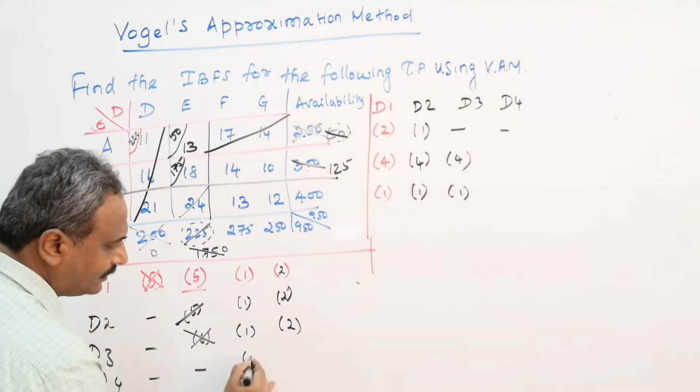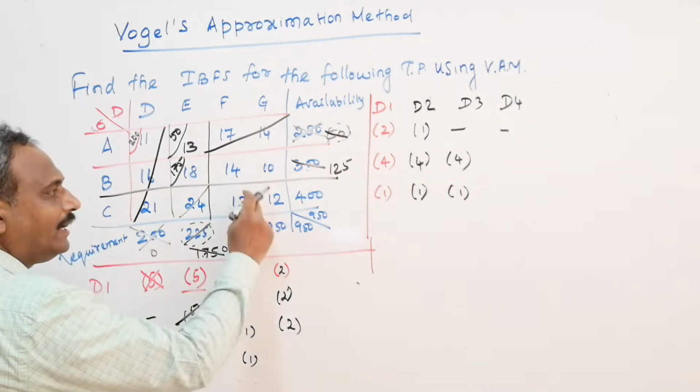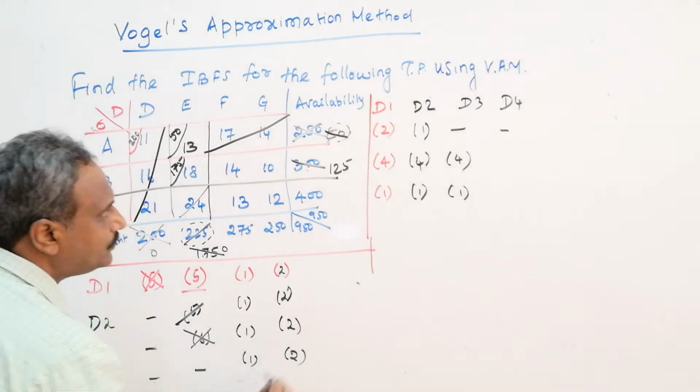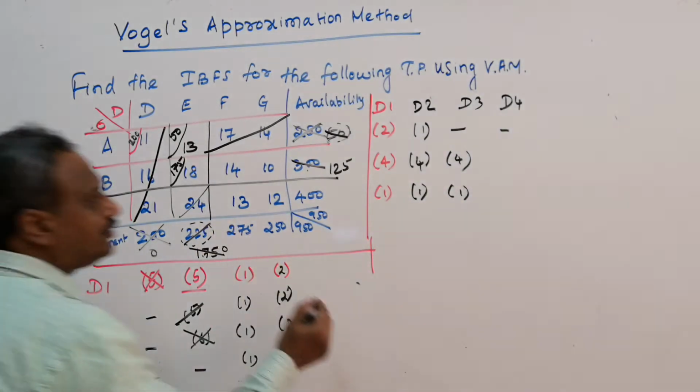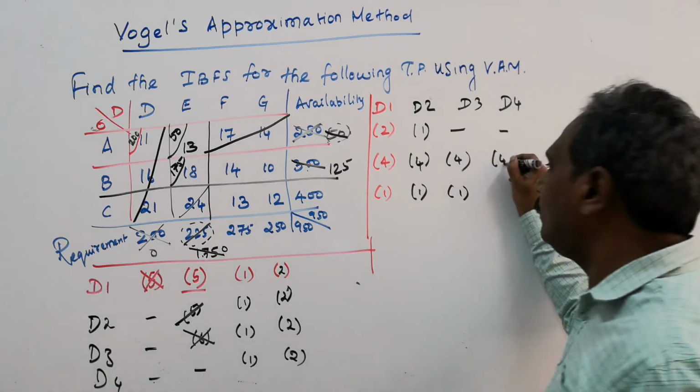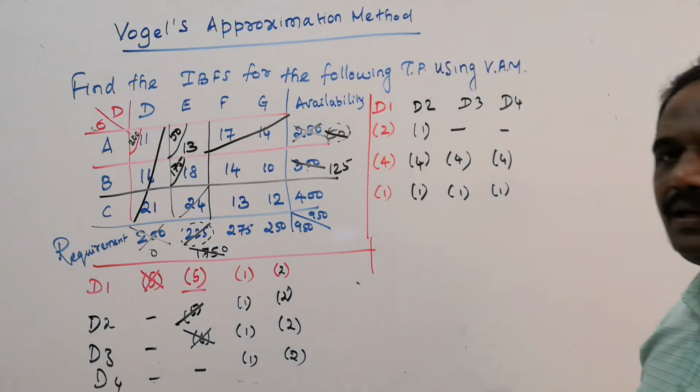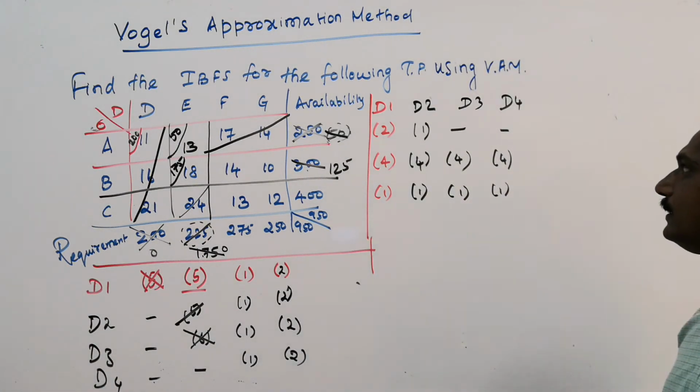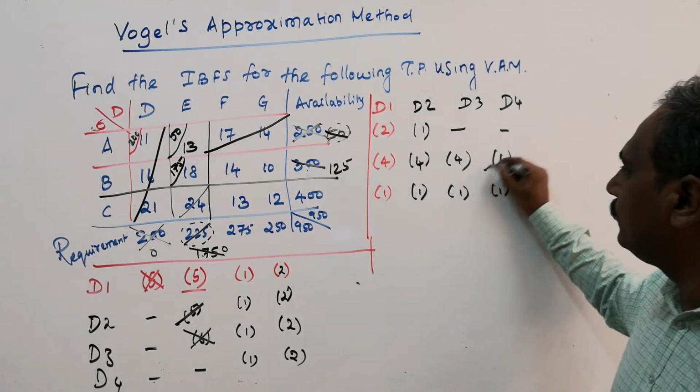14, 13, the difference is 1. 10, 12, the difference is 2. I am going to check here. Here the difference is 4. Here the difference is 1. So we are going to take the maximum value. The maximum value is 4.